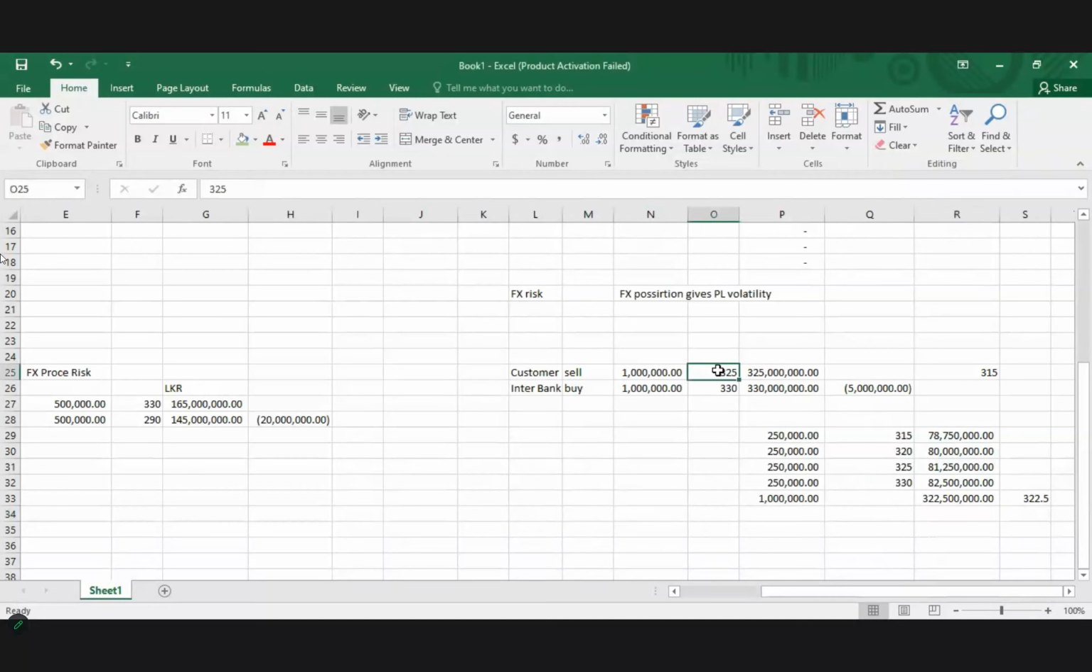selling at 325, had I basically sold at 335 when the market was 315, I have 5 million profit, right? You need to keep an illiquidity margin there. That's managing the FX risk.